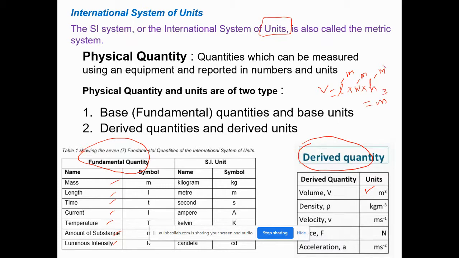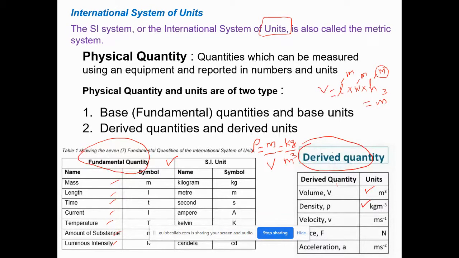So where did you get this? You got this information from the fundamental quantity. So with the help of the fundamental quantity, you can derive many derived quantities. For example, density. What is the formula for density? The formula for density is rho, which is equal to mass over volume. What is the unit for mass? The unit for mass is kilogram, and the unit for volume is meter cube. That's what is written here, kilogram per meter cube.